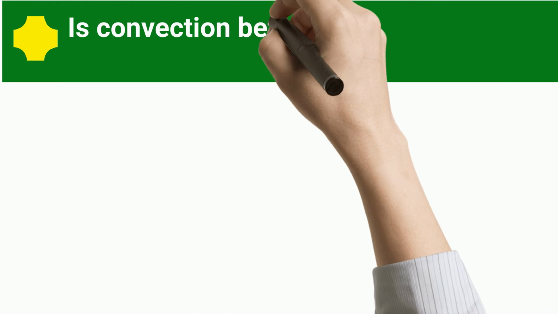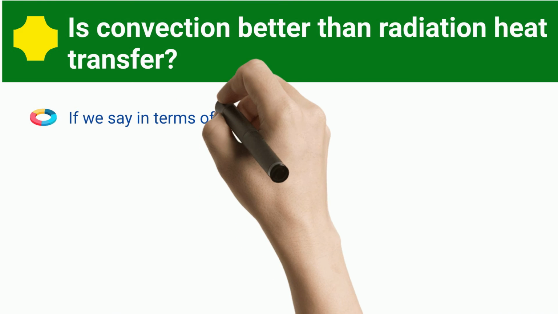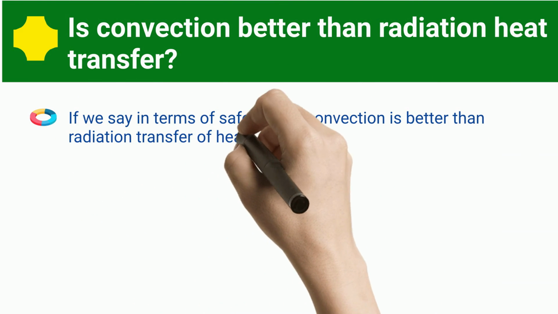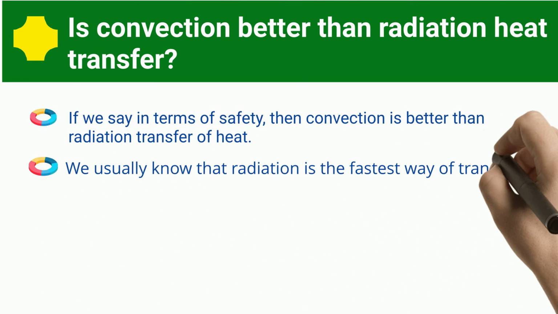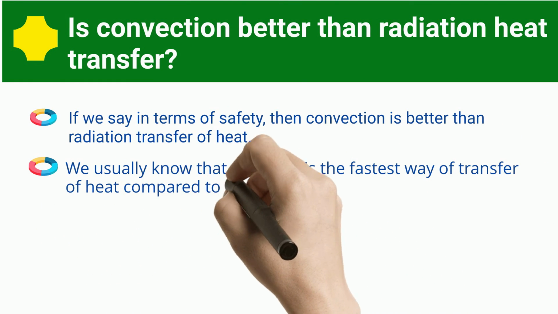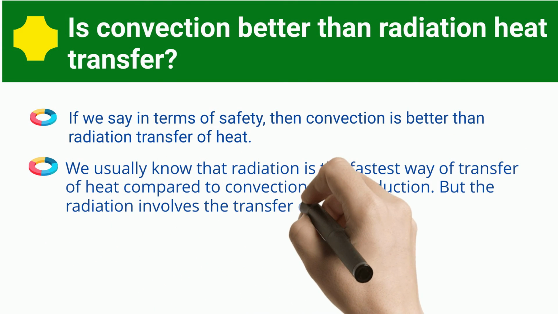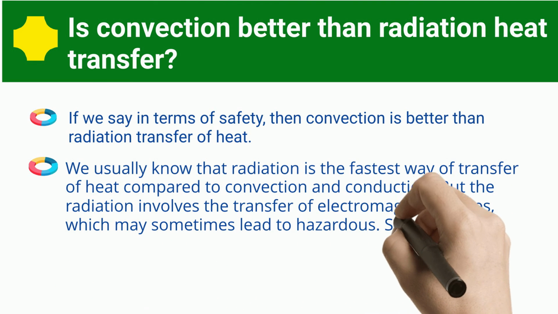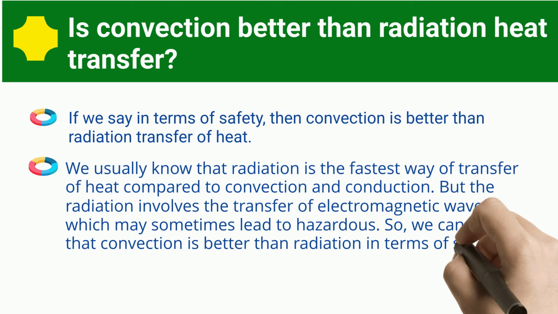Is convection better than radiation heat transfer? If we say in terms of safety, then convection is better than radiation transfer of heat. We usually know that radiation is the fastest way of transfer of heat compared to convection and conduction. But radiation involves the transfer of electromagnetic waves, which may sometimes be hazardous. So, we can say that convection is better than radiation in terms of safety.